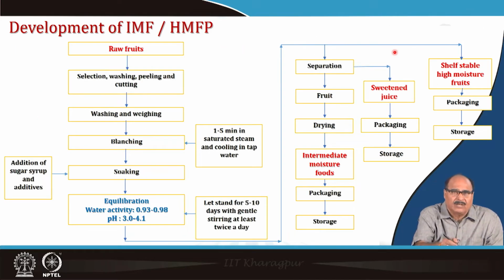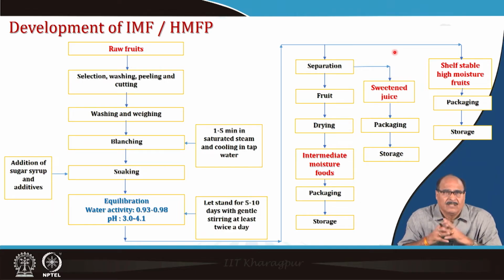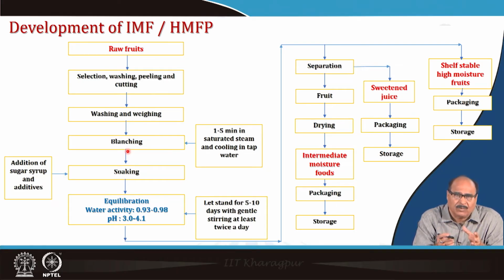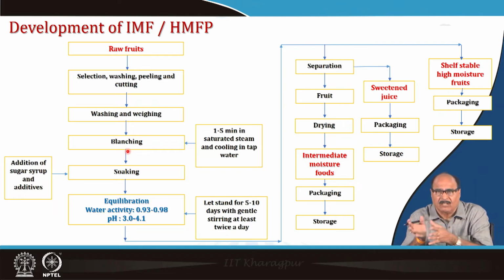So, this is an overall process technology for the development of intermediate moisture foods or high moisture fruit products. You take the raw material, then common treatments like selection, washing, cutting, peeling, then washing and weighing. Then blanching, depending upon whether it is a fruit or vegetable, appropriate blanching for the inactivation of microorganisms etc., so that you get proper color. Earlier we discussed these aspects.